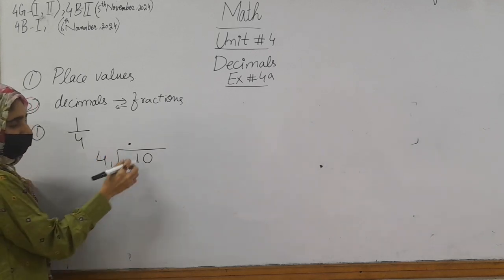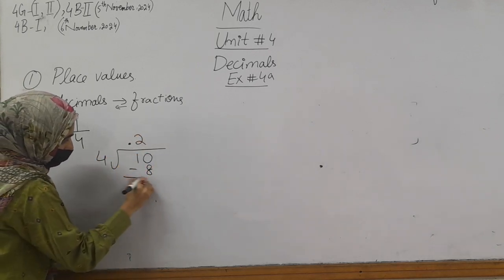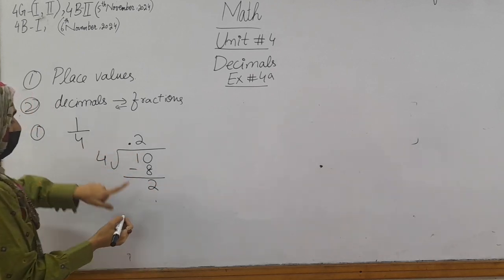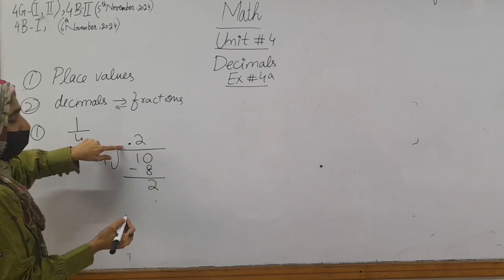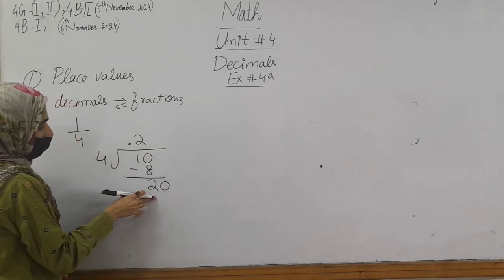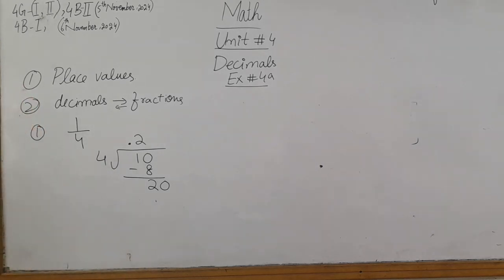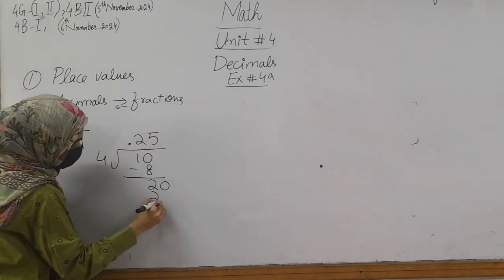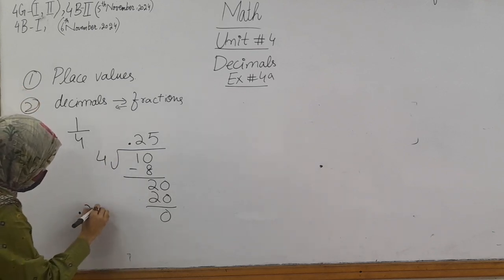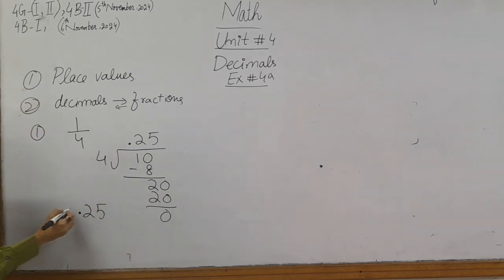4 ones are 4, 4 twos are 8. Now we subtract, 10 minus 8 is 2. 2 is smaller than 4. When we have already added the point, we add 0 in the division. 4 ones are 4, 4 twos are 8, 4 threes are 12, 4 fours are 16, and 4 fives are 20. So the answer is 0.25, and you can add 0 before the decimal point if you want.